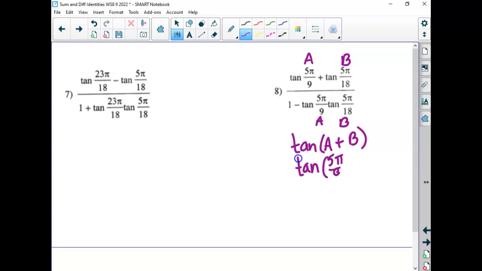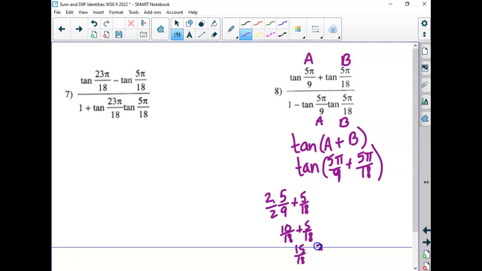5 pi over 9 and 5 pi over 18. Now, some of you are good with getting that to be a common denominator, but you can use your calculator. It's okay to just type 5/9 plus 5/18. It should be 10/18 plus 5/18 is 15/18, which will reduce by 5 to... will reduce by 3 to 5/6, yes?